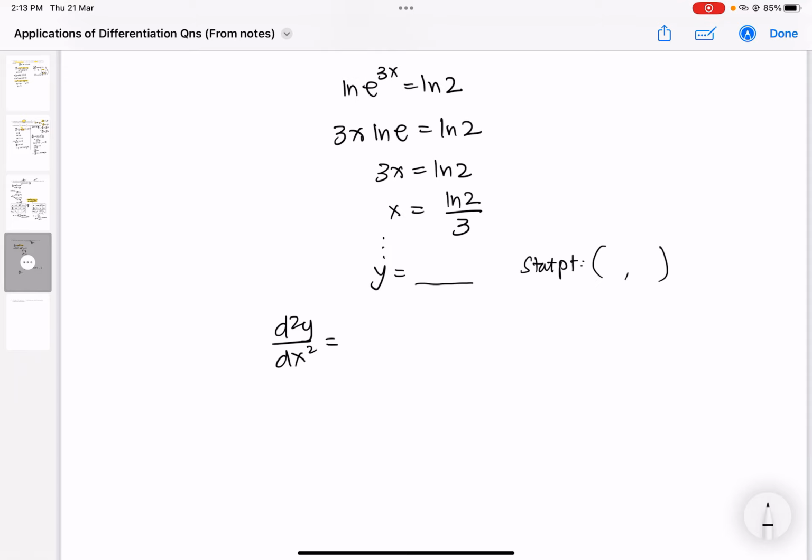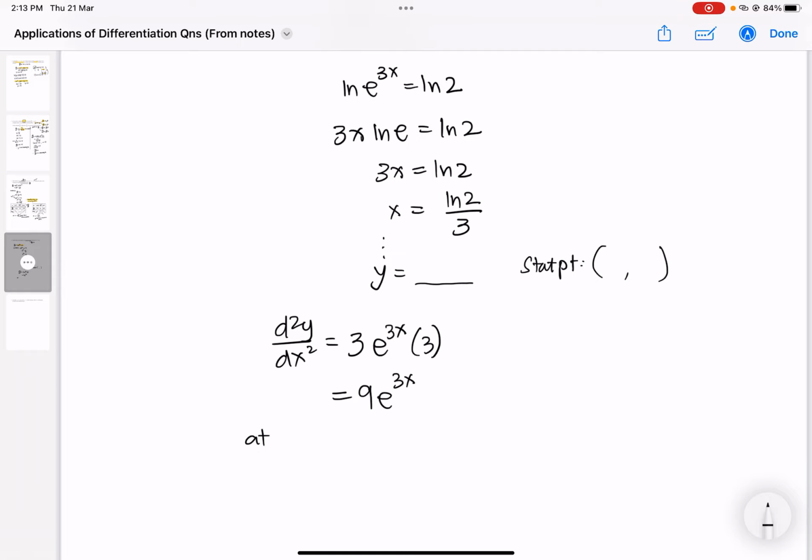Differentiating 3e power 3x. I will copy down the coefficient. E power 3x will still remain. Then I'll multiply by the derivative of the power. So I'll multiply by another 3. Minus 6, when you differentiate, is 0. So you'll be left with just 9e power 3x.